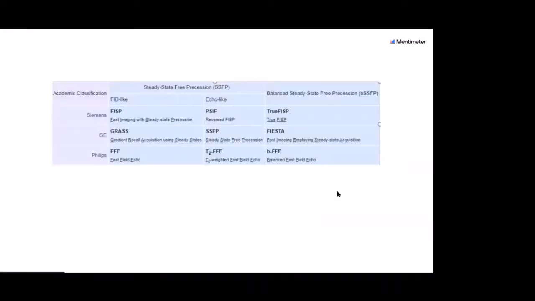These are academic classifications. Most of the residents who are working at AKU know the CISS sequence. CISS is also the steady state free precession sequence, but different vendors call it with a different name. Some call it SSFP, GRASS, FIESTA. In old scanners, it was known as the HEME sequence.